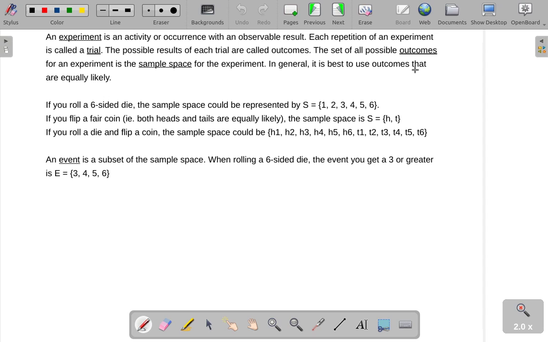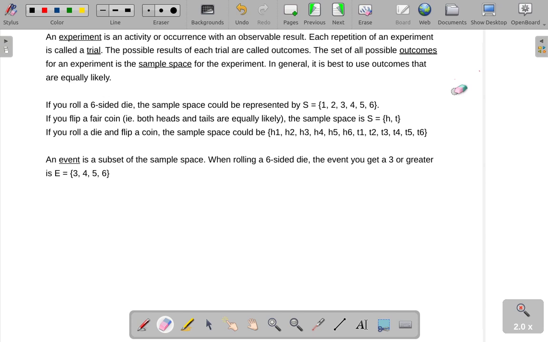In general, it's best to use outcomes that are all equally likely. So, in the example where I was talking about flipping a coin, you wouldn't want to say getting 0, 1, 2, or 3 heads, because these don't have the same probabilities. You're more likely to get 1 or 2 heads than you are to get 0 or 3.